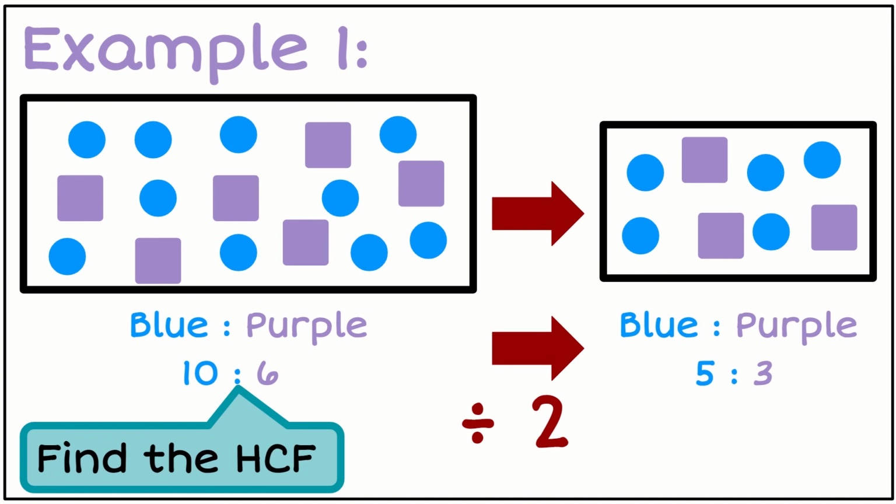So I divide both of the numbers, both the 10 and the 6, by 2. So split it in half. And what that does is it reduces it down to a ratio of 5 to 3. So for every 5 blue circles, there are 3 purple squares. And that works in both of the diagrams.